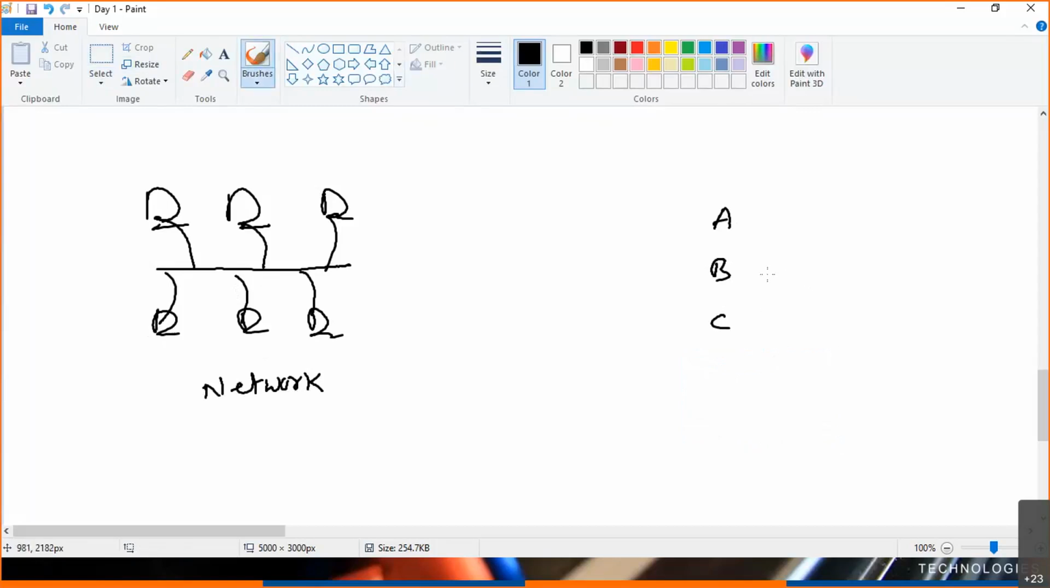So again, my question is, from A, B, C, which class do you recommend? A or B or C? Why not B and why not C? It is C, because class A has a lot of networks. Class C has a lot of possibility for devices and fewer networks.